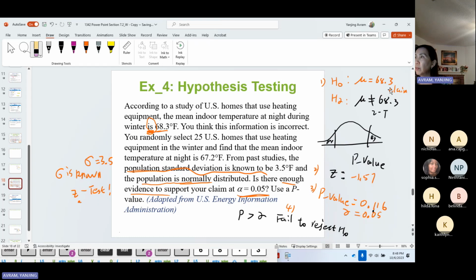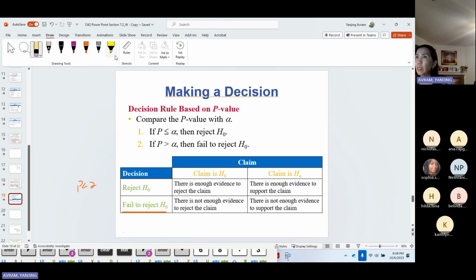All right, our claim here is in the null hypothesis, is in here, right? And we fail to reject. So this is our conclusion. Look at it. This is our conclusion. There's not enough evidence to reject the claim. All right. So that is your conclusion in here.